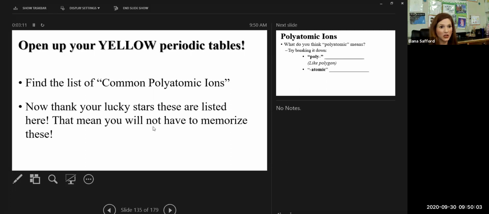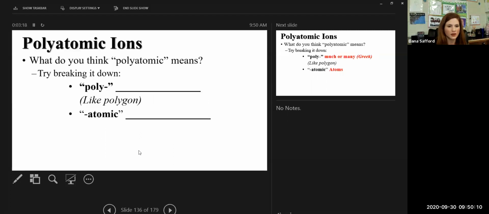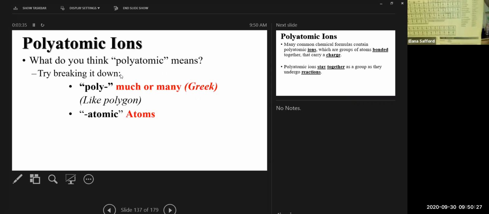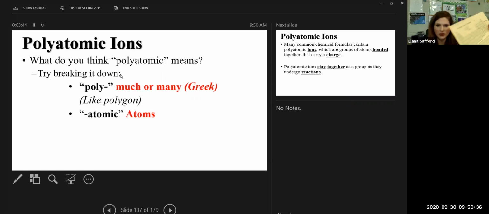Like we said, thank your lucky stars that we don't have to memorize them, because that would be really, really tough. Poly means many, and atomic is from the word atom. And you can see in this list, there are many atoms in there. There's more than one, not a single element. They're groups of several different elements.